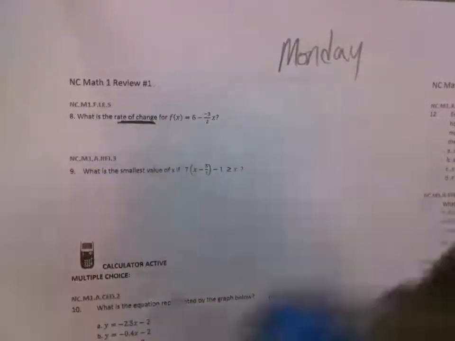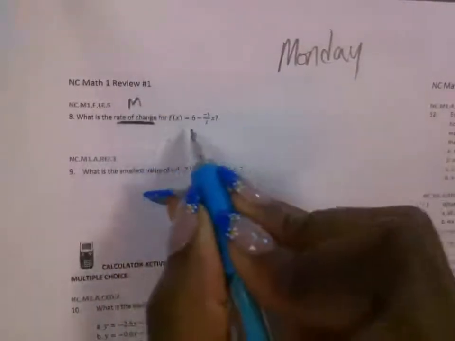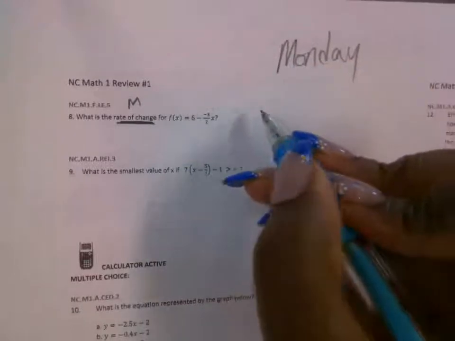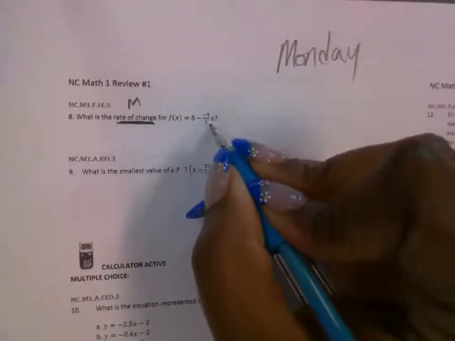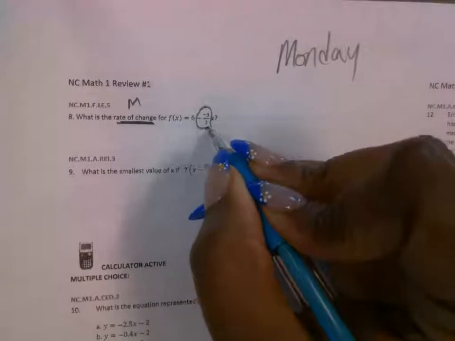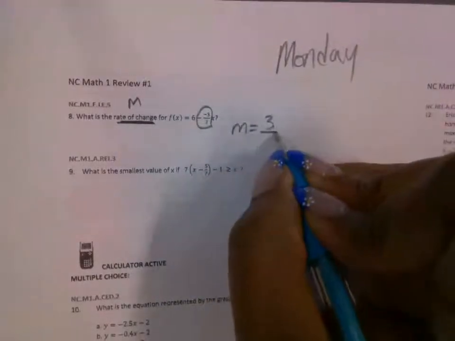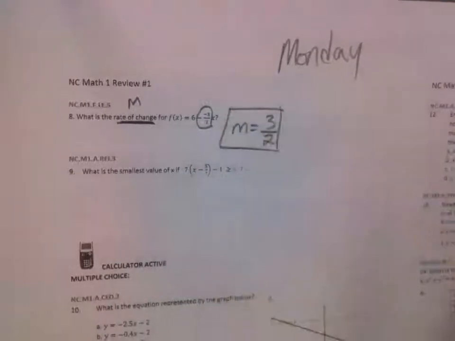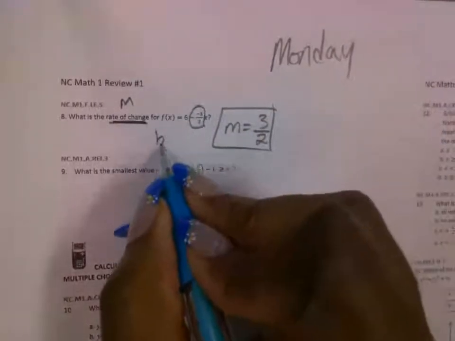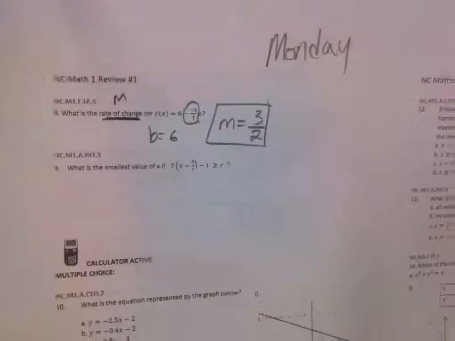Rate of change is the slope, that's your M. This is a linear equation written in y equals mx plus b. The number that's attached to the M is this number right here. This is minus a negative, which is actually plus a positive. So your slope is actually 3 over 2, okay? Your y-intercept here would be 6, but they asked for slope.